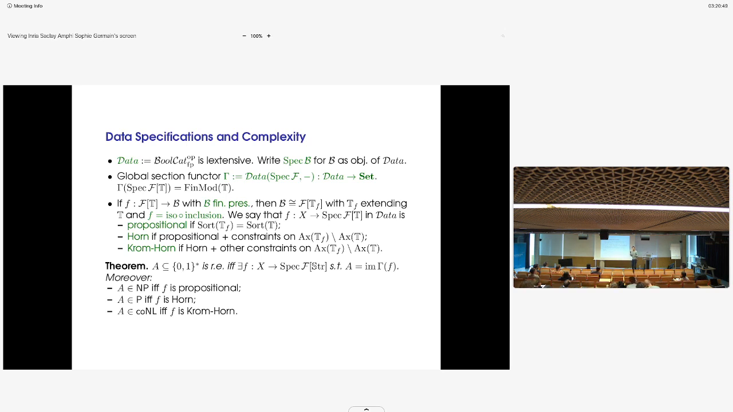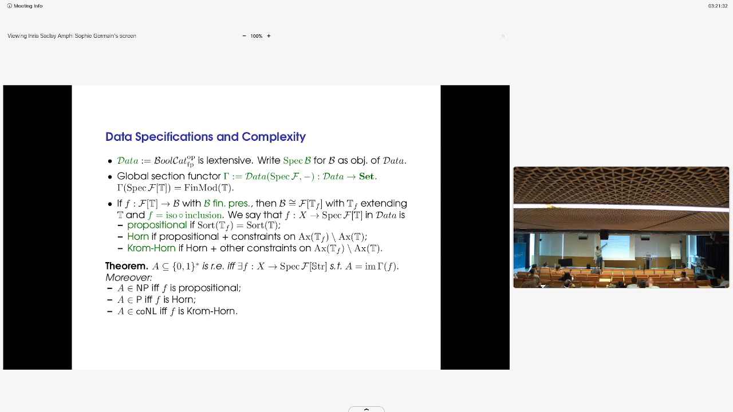Now we'll see the link with complexity. So that's already enough, what I said, to do basically most of the typical complexity classes that people are interested in below NP. So define this category that I'm going to call the category of data specifications as just the opposite of the category of Boolean categories of finite presentation. And this category is very nice. It's extensive, meaning it has all finite limits and finite coproducts which interact well with those finite colimits.